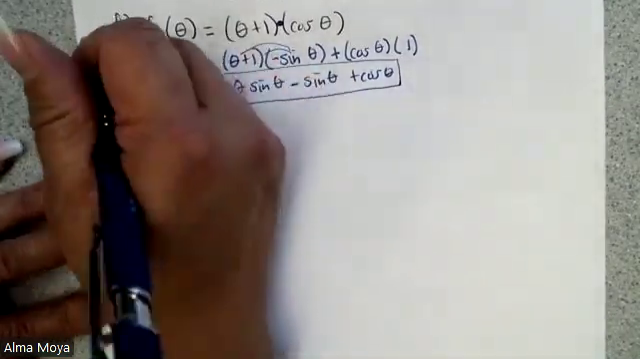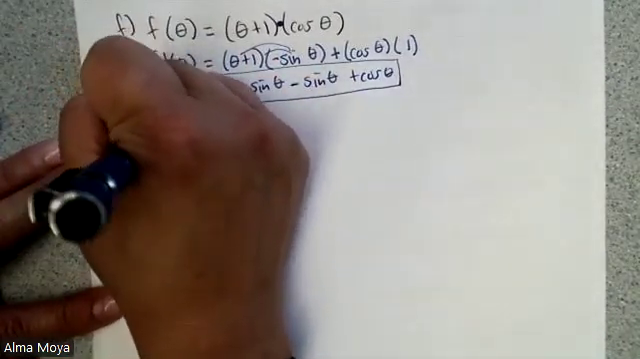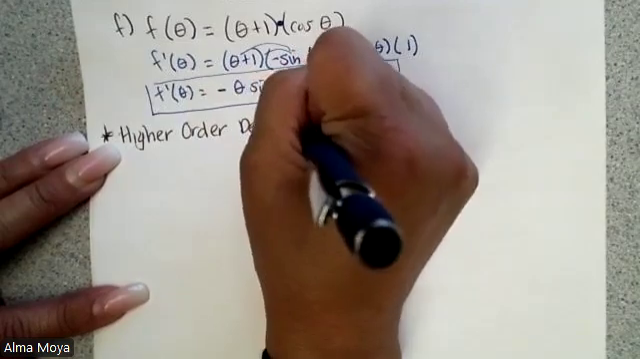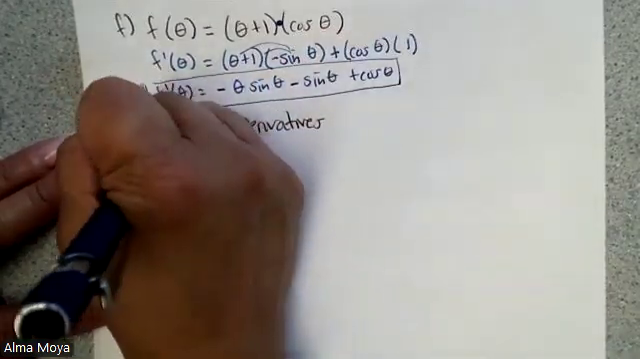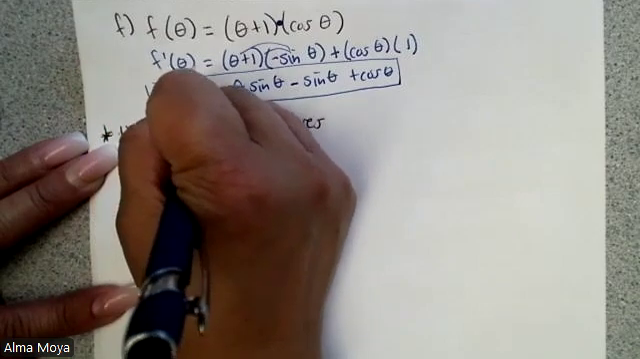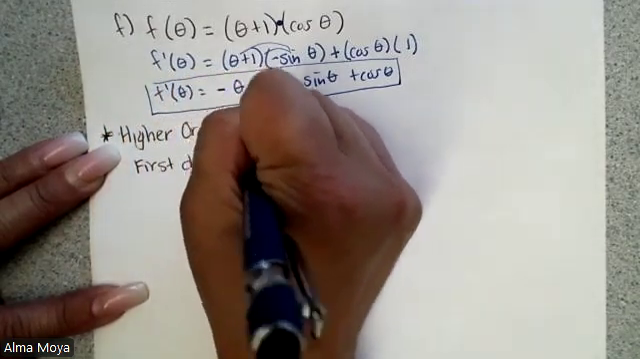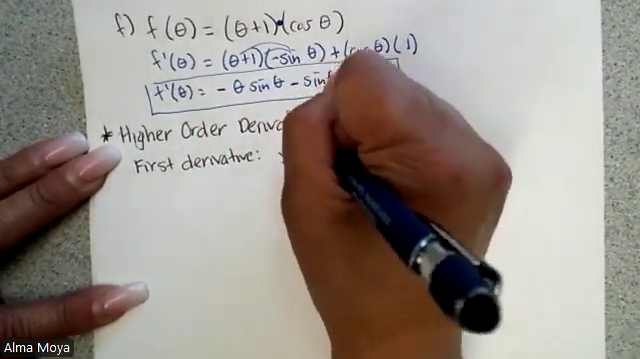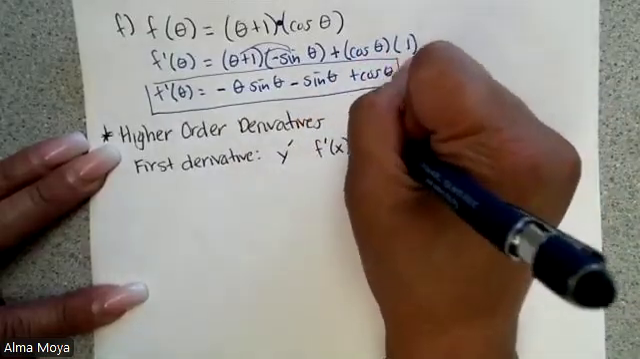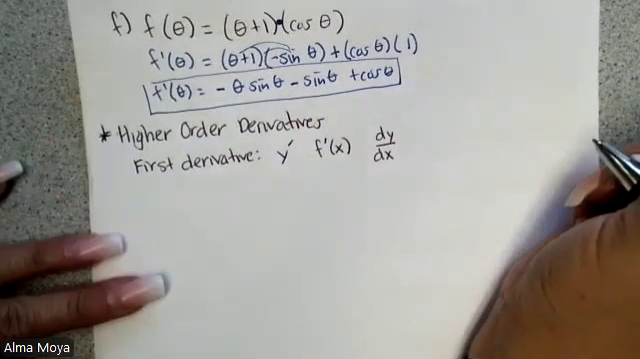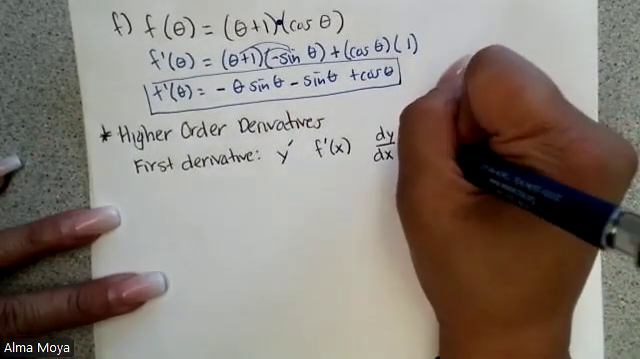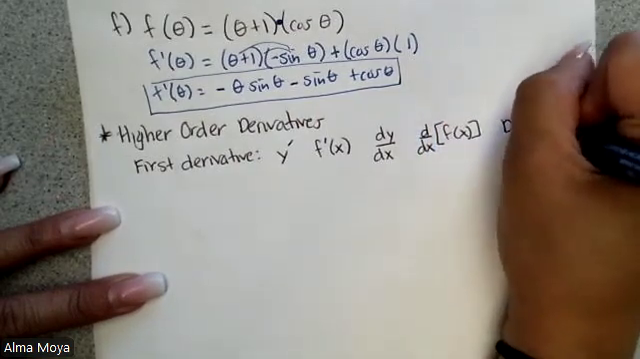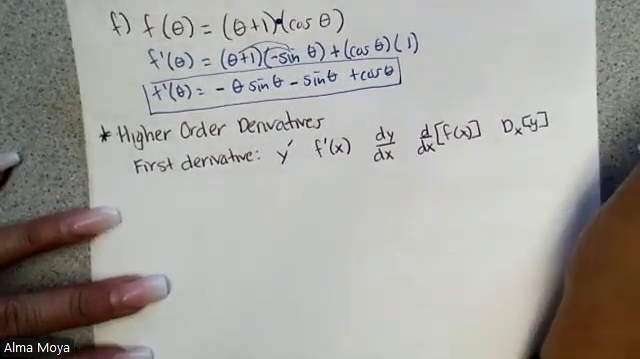Okay. Last part. Higher order derivatives. So you can take the derivative more than one time. For the first derivative, we usually write that as y prime. You can also see it as f prime of x or dy over dx. This all means first derivative. You can also see it like this, d dx of the function, and d dx of y. Those are all ways to write first derivative.